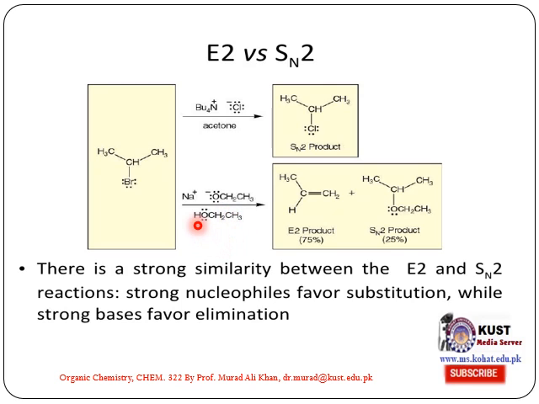But if we have a protic solvent and a comparatively smaller, stronger base, then the E2 product is the more dominant one. There's a possibility of SN2 product also, but it is only 25%. Most will be the E2 product. But it shows that there is a strong similarity between the E2 and SN2 reactions. Strong nucleophiles favor substitution, while strong bases favor elimination reactions.